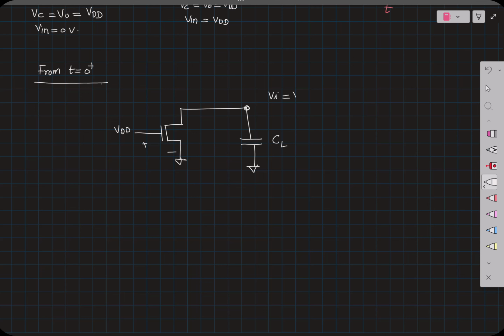I am interested till the time point when the final voltage becomes VDD by 2 and the PMOS transistor is off, right? At best it is offering some capacitance which we have already included in the CL. Right? So this is what my circuit reduces down to. This is a much more easier problem for us to solve. Right? Now there are two ways to go about solving this.